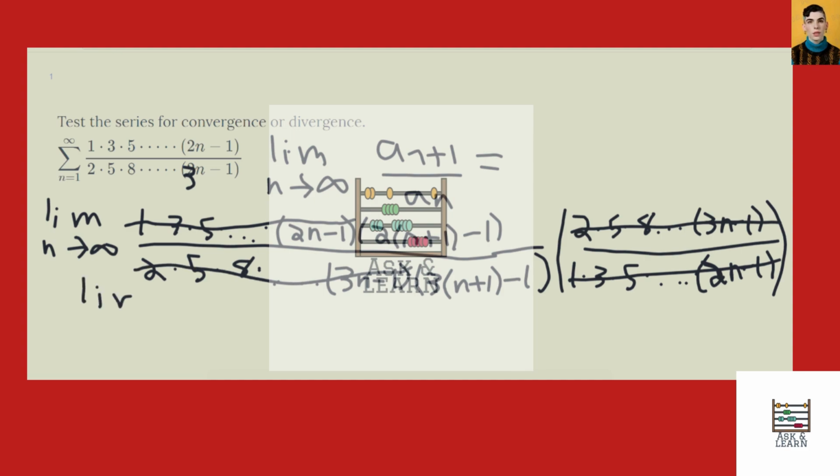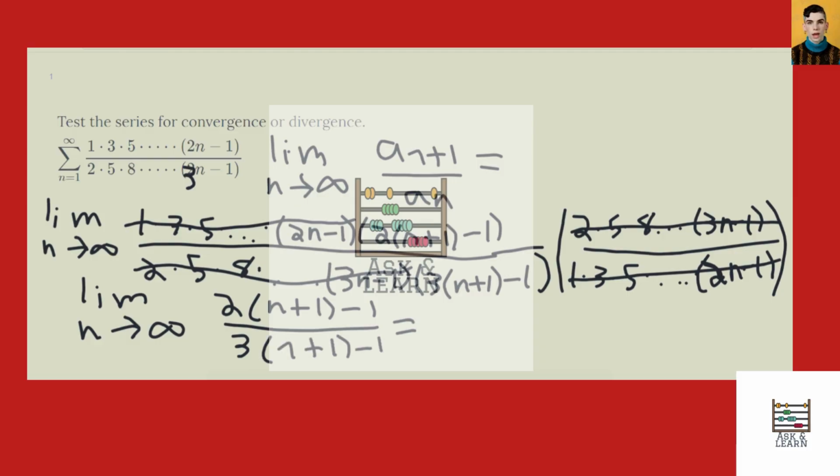So now we have the limit as n goes to infinity of 2 times (n plus 1) minus 1 over 3 times (n plus 1) minus 1. And this limit is 2/3, which is less than 1. So we do have convergence.